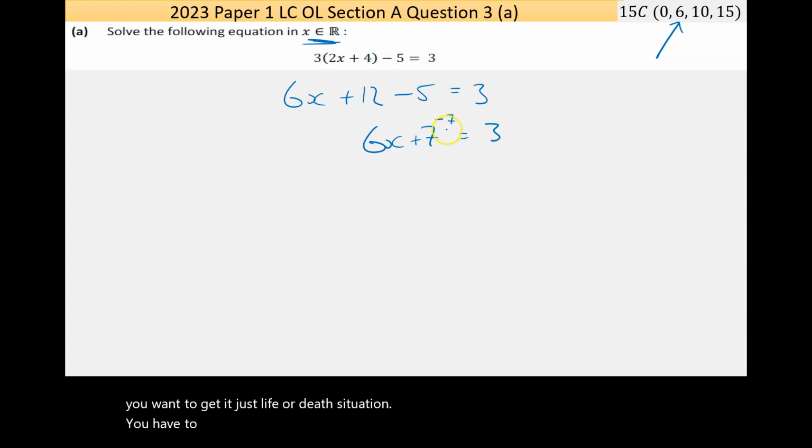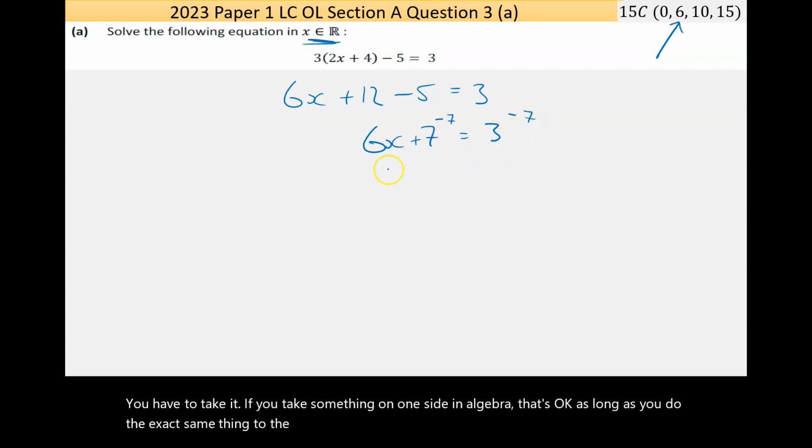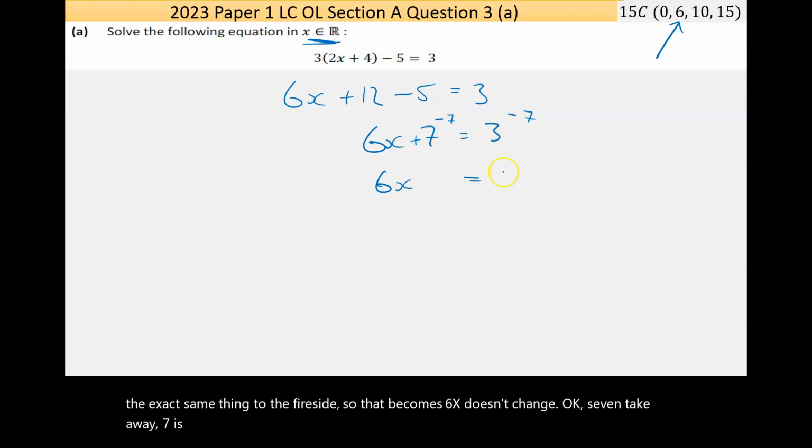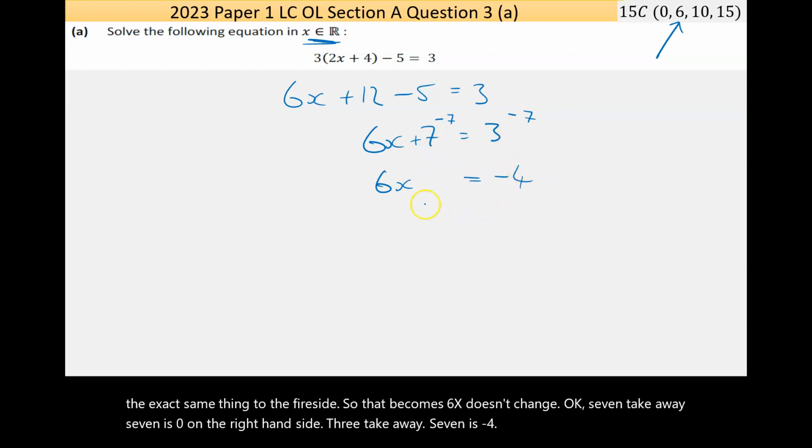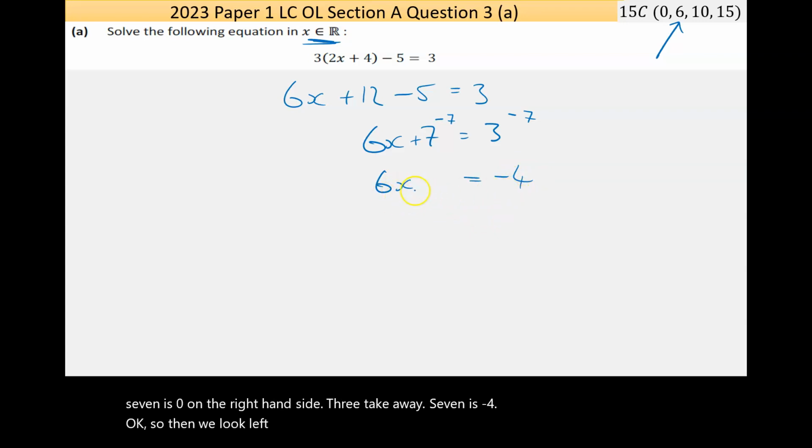If you take something on one side in algebra, that's okay, as long as you do the exact same thing to the far side. So 6x doesn't change. 7 take away 7 is 0. On the right-hand side, 3 take away 7 is negative 4. Then we look left to right again and go, 6 times some number equals negative 4.